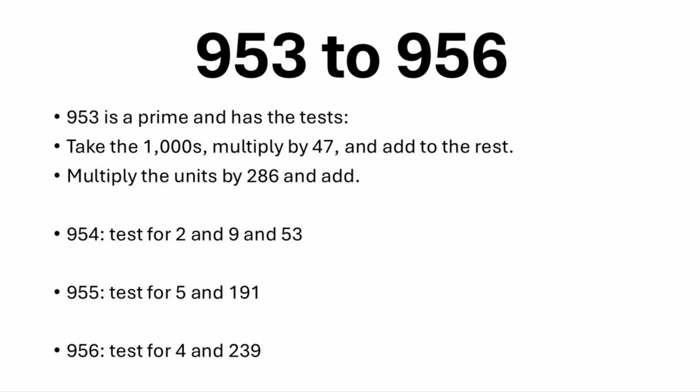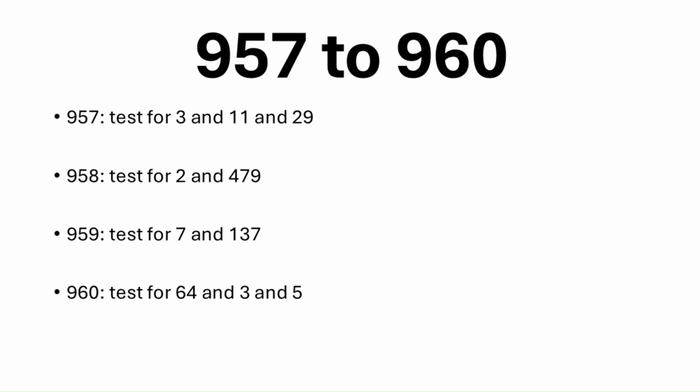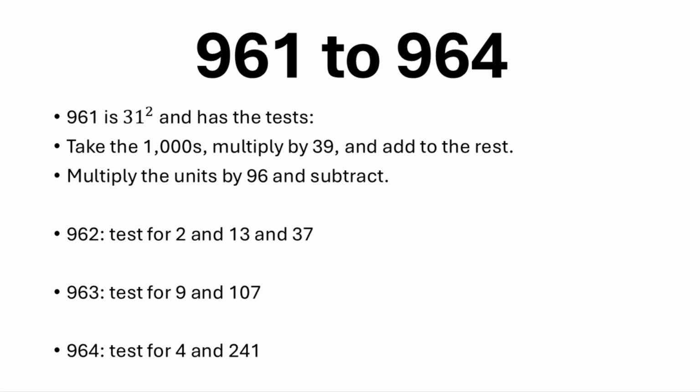Take the 1000s, multiply by 47, and add to the rest. Multiply the units by 286 and add. 954, test for 2 and 9 and 53. 955, test for 5 and 191. 956, test for 4 and 239. 957, test for 3 and 11 and 29. 958, test for 2 and 479. 959, test for 7 and 137. 960, test for 64 and 3 and 5. 961 is 31 squared and has the tests.